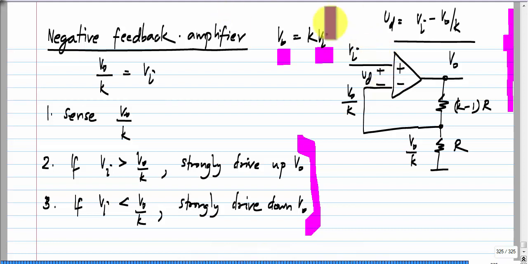So, I derived the circuit from the idea that if V I is more than V naught by k, I should drive up V naught strongly, and if V I is smaller than V naught by k, I should drive down V naught strongly. And I had a block, an op amp, which is a voltage controlled voltage source with a very high gain, which does this business of strongly driving up or strongly driving down the output. So, I have realized it like this. So, now we can use our circuit analysis machinery to see exactly what this does. Right now, I derived it based on some intuition and negative feedback, but we can use our knowledge of analysis to figure out what it does.